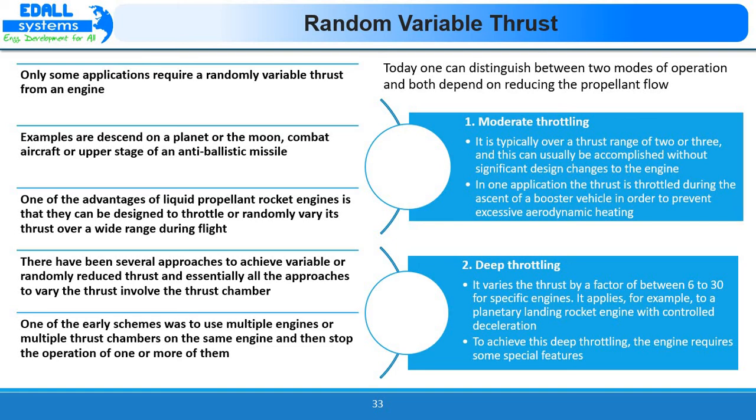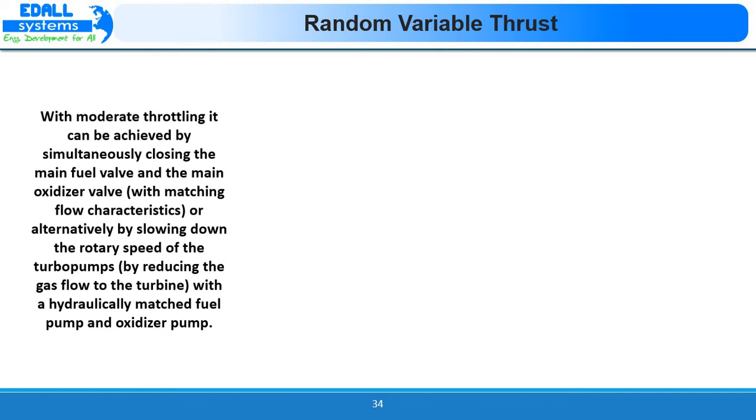It applies, for example, to a planetary landing rocket engine with controlled deceleration. To achieve this deep throttling, the engine requires some special features. With moderate throttling, it can be achieved by simultaneously closing the main fuel valve and main oxidizer valve with matching flow characteristics, or alternatively by slowing down the rotary speed of the turbopumps with a hydraulically matched fuel pump and oxidizer pump.